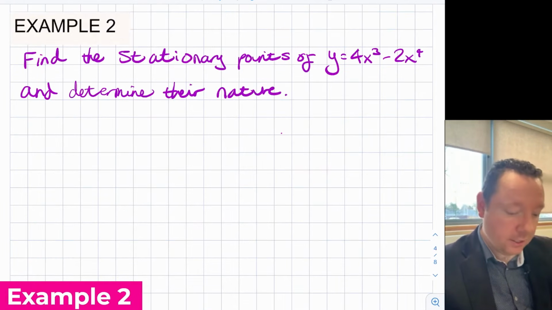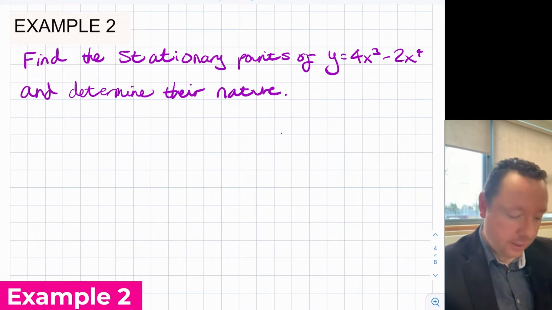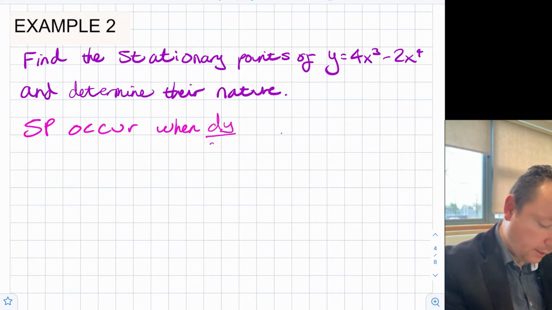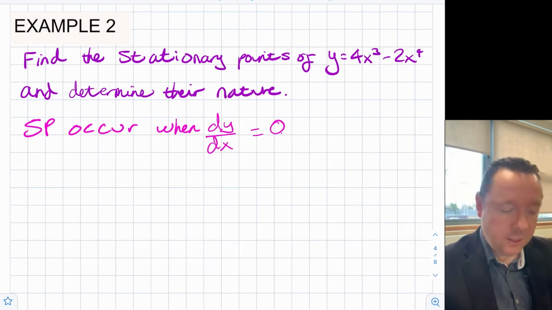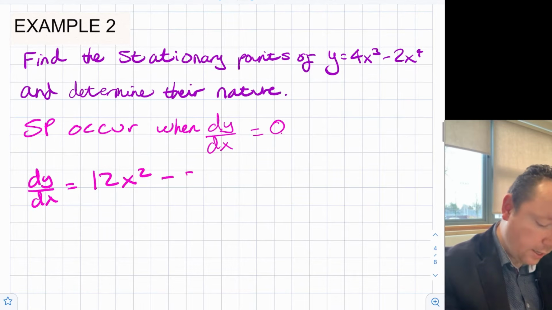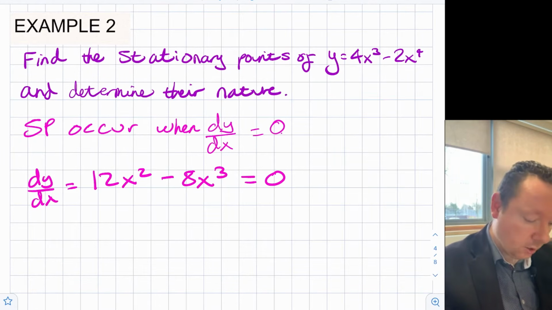Example 2 says find the stationary points of y equals 4x cubed minus 2x to the power of 4 and determine their nature. So once again we can say that stationary points occur when dy by dx equals 0. We need to write that statement. I've been a little bit lazy by writing xp instead of stationary points. So dy by dx is equal to 4 times 3 is 12x squared, 2 times 4 is 8x cubed, that equals 0.